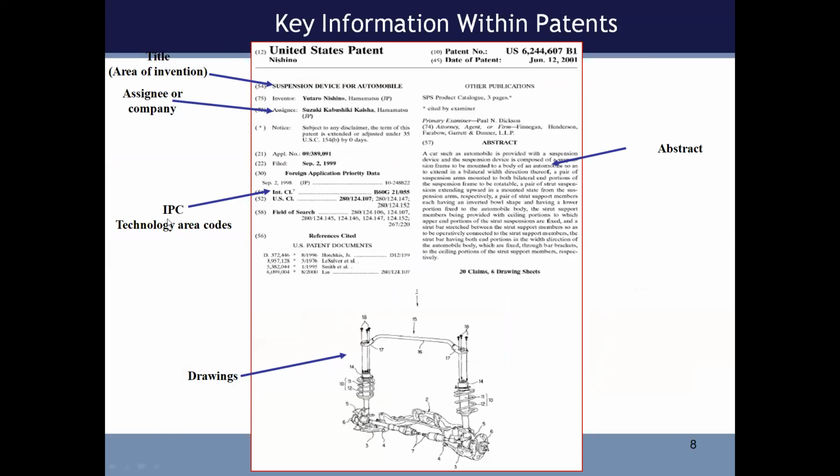So here are the IPC technology class codes. Here you can see very clearly the US classification codes. Assignee: this is from Suzuki, some company, and the inventor name, and this is the title.